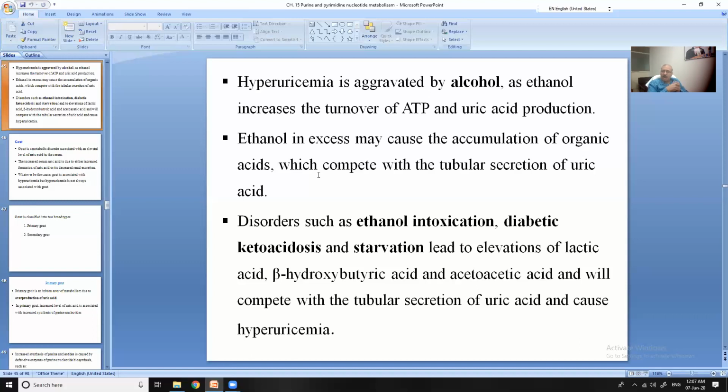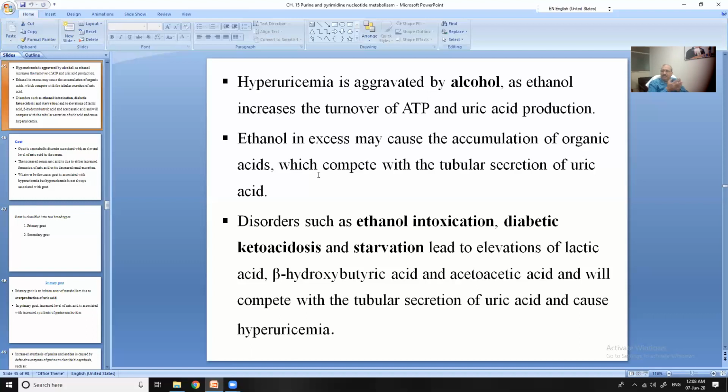Disorders such as ethanol intoxication, diabetic ketoacidosis and starvation lead to elevation of lactic acid, beta-hydroxybutyric acid, and acetoacetic acid, which compete with the tubular secretion of uric acid and cause hyperuricemia. Beta-hydroxybutyric acid and acetoacetic acid, you all know, are the ketone bodies. So they will compete with the tubular secretion of uric acid and cause hyperuricemia.